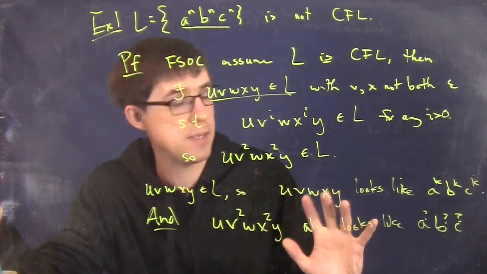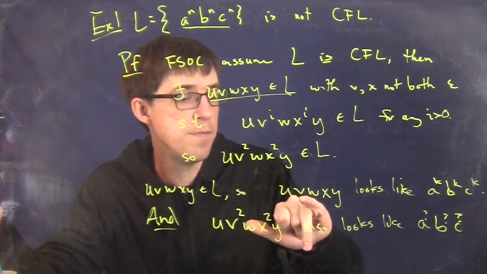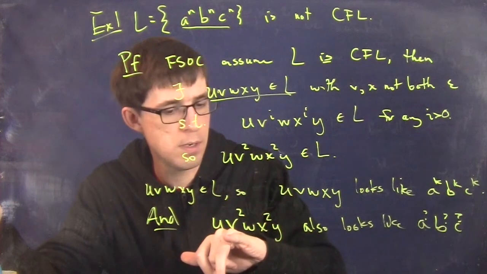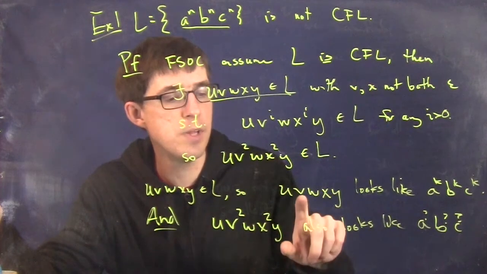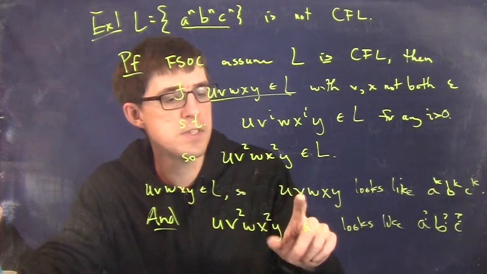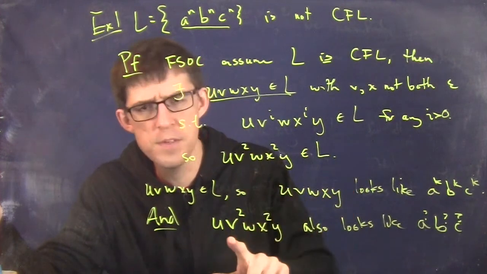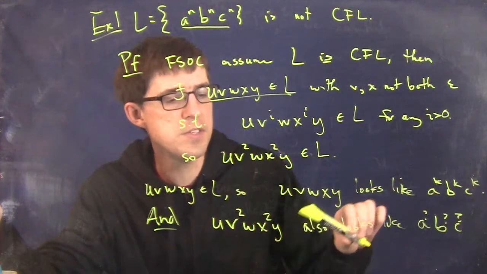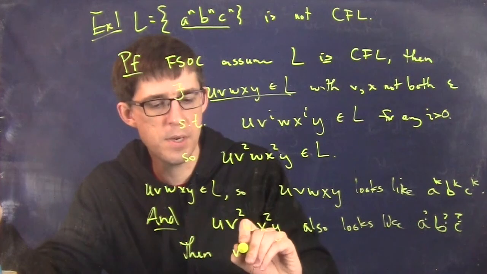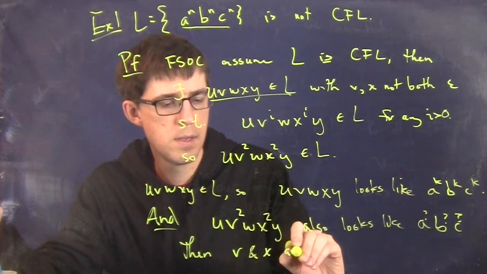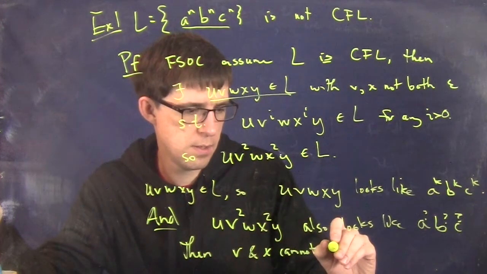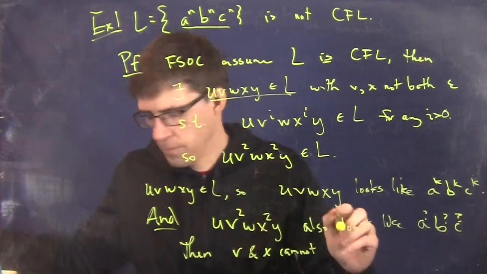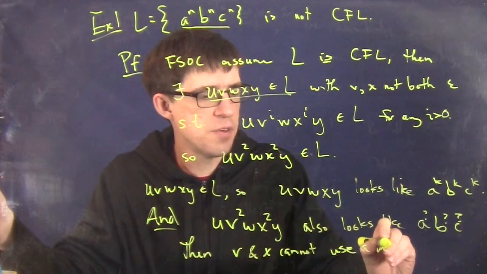Well, it is possible, for example, if the v was all a's, then after you do v squared, the first part will still be all a's. But this definitely is impossible if the v has some mixture of a's and b's in it. If the v is, say, an a followed by two b's, then when you do v squared, you get abbabb, which is definitely not of this form. So if this is going to be true, then v and x cannot use a mixture of letters.